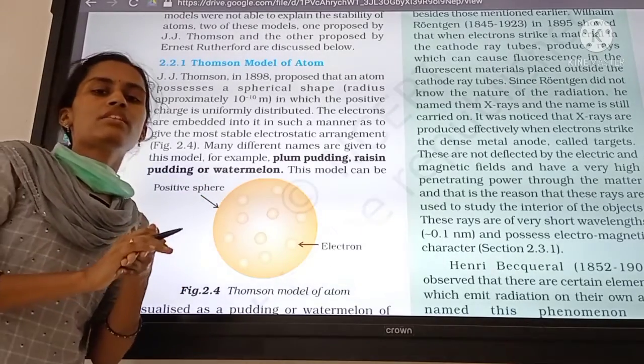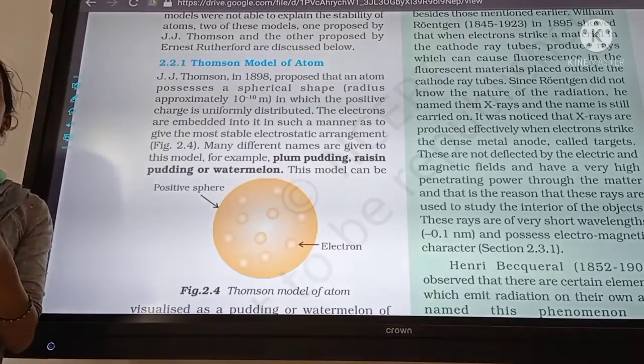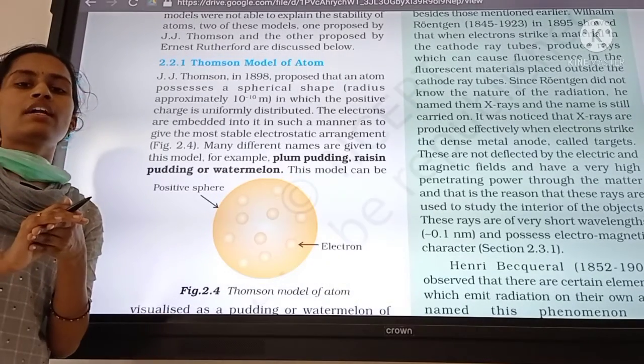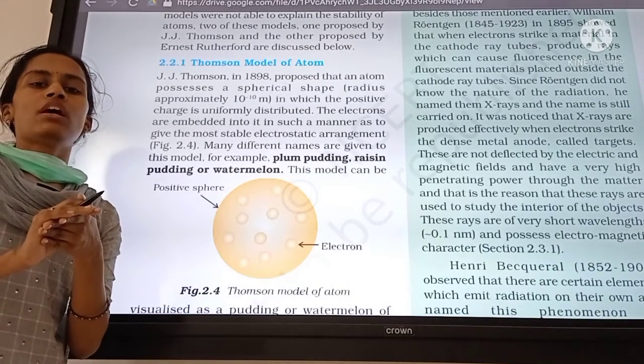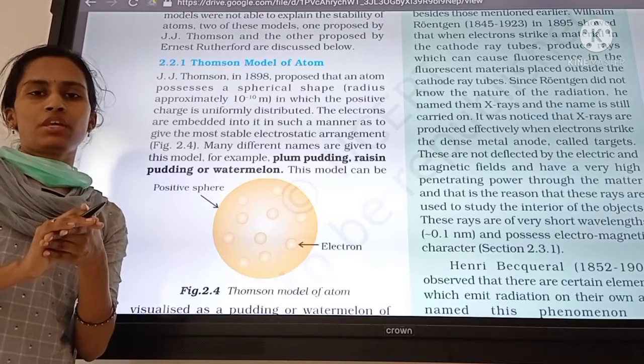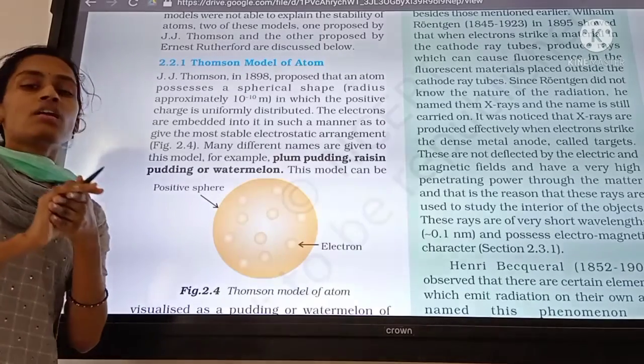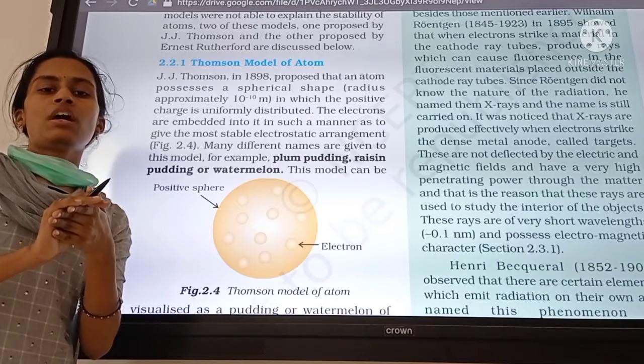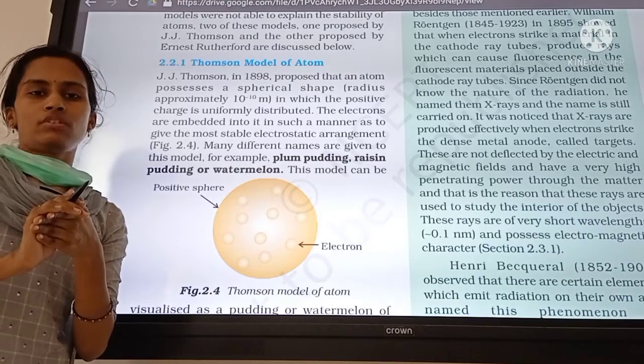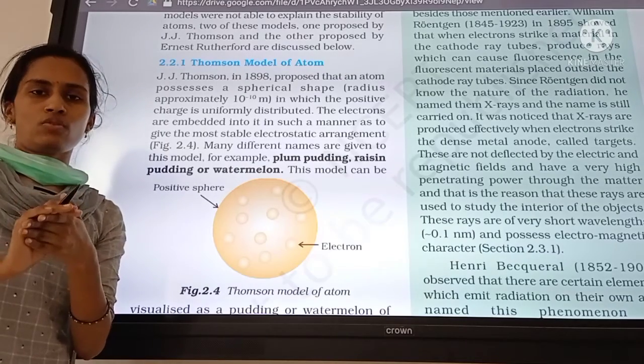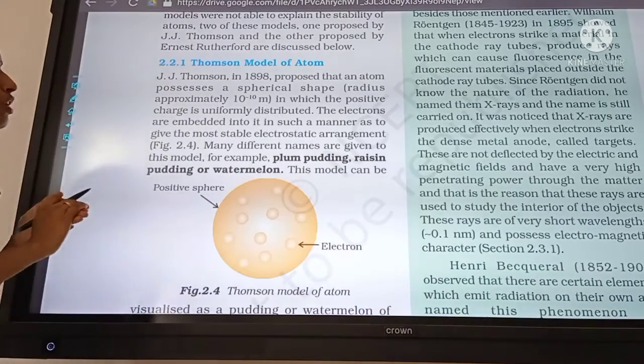He compared this atom to a watermelon. In the watermelon, the red content he assumed as the positive sphere, and the seeds in the watermelon he assumed as electrons. So this is about the plum pudding model.